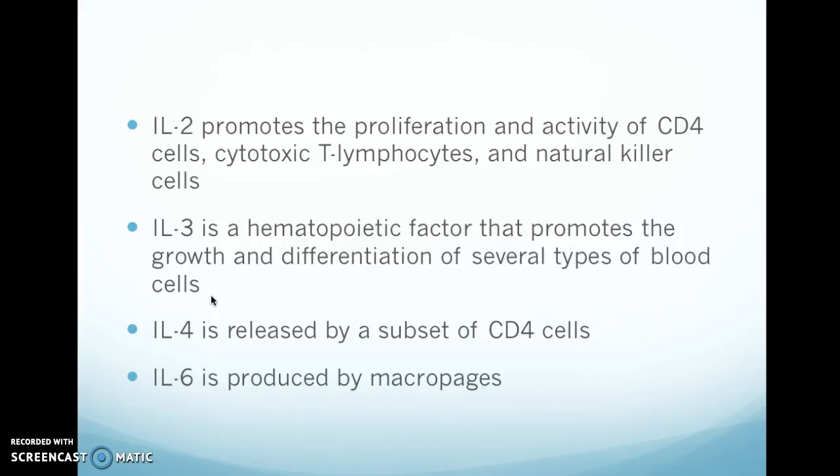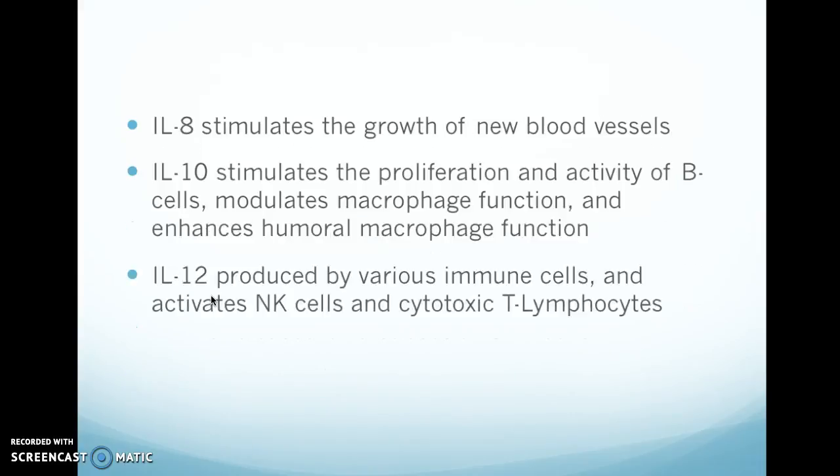And then you have IL-6, and this one really stuck out to me because it seemed to be the one that has a lot of studies going on with it and the one that people really seem to be interested in. It's produced by macrophages and mediates acute systemic immune responses, which is like fever. And then you have IL-8, and this one stimulates the growth of new blood vessels. So when we injure ourselves, this helps to grow the blood vessels.